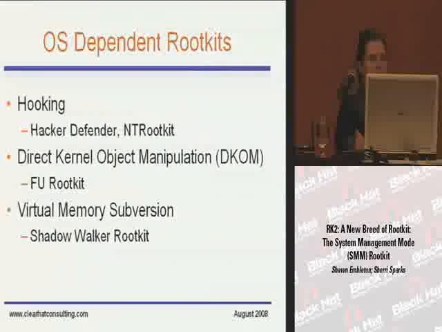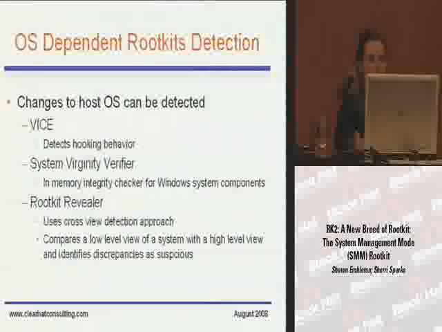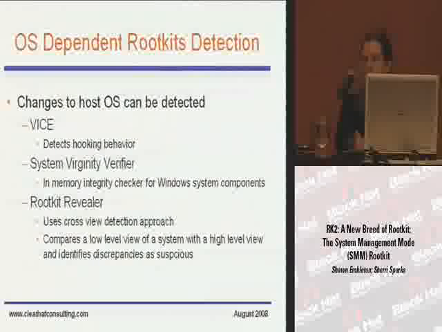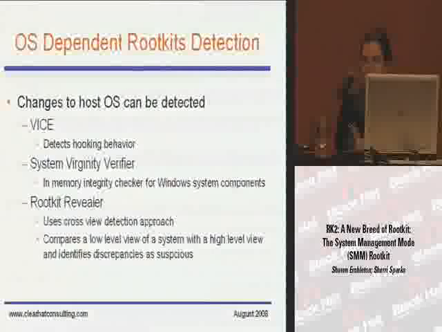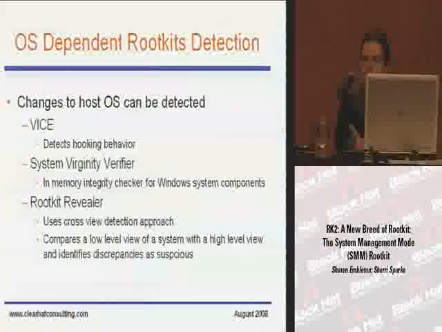So generally, these types of rootkits are detected by the fact that they do make changes to the OS. And there's usually some method of detecting these changes. A number of different tools have been developed for this purpose. One of them is the VICE tool. That was one of the first ones. VICE was developed by Jamie Butler to try to detect hooking activity and hooking behavior.